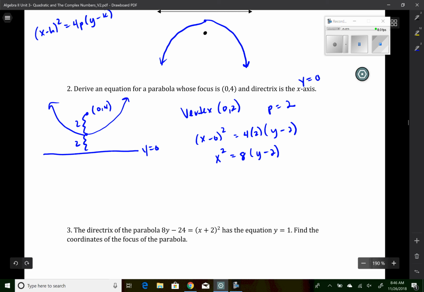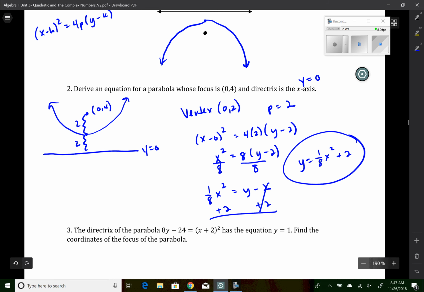Like we did in class, I am not going to distribute the 8. I'm going to divide it away because I just want to get y by itself. That's going to give me some nasty fractions, so I'd rather just have the one fraction to deal with. And then I want to add 2 to the other side. That gives me an equation of y equals 1/8 x squared plus 2. Check it by graphing it. You'll see it does go through the vertex of (0, 2).